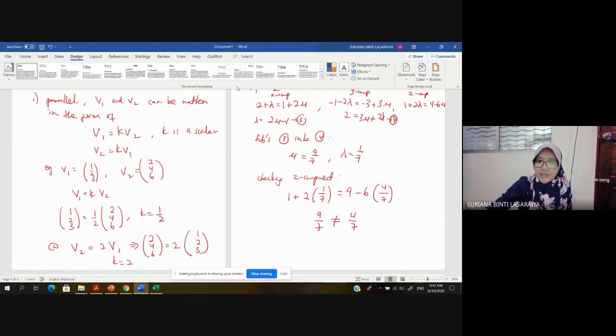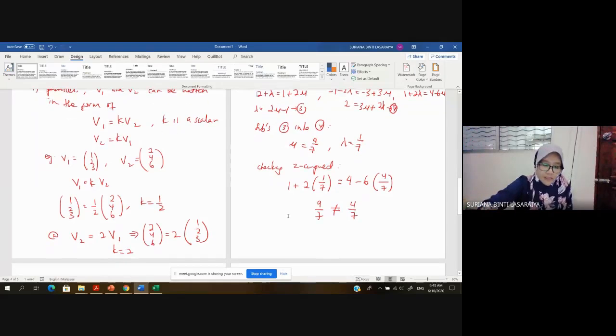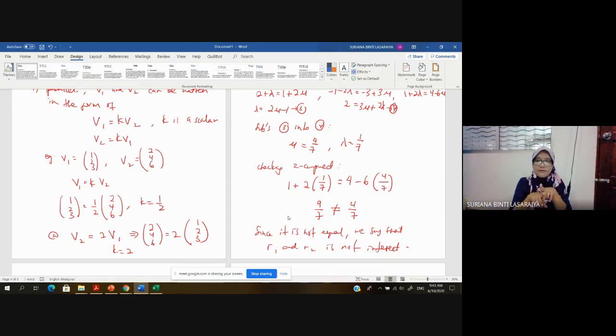So these two are not equal. Maksudnya, the value of mu and lambda did not satisfy the Z component. Maksudnya dia tidak applicable. So since it is not satisfied, since it is not equal, then we can say that the two equations R1 and R2 do not intersect. Kalau ini equal, maksudnya line itu memang intersect.